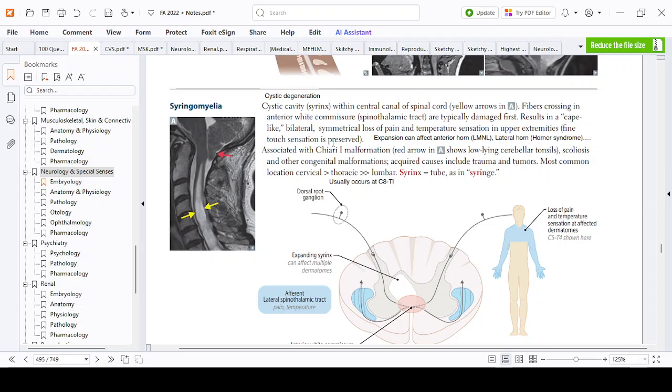And it will be bilateral, because it's central. So decussation from here, decussation from here, both will be affected. This is the cap-like involvement in the upper limb, the loss of pain and temperature sensation.